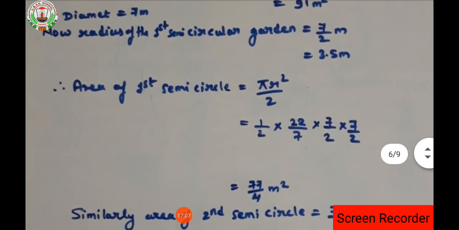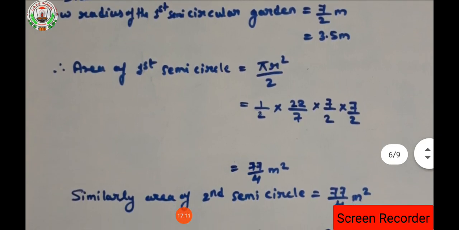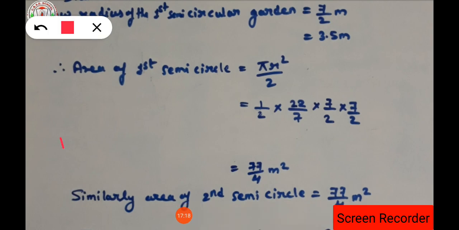Clear? Now, as the diameter is given as 7 meter, with the help of that diameter we can easily find the radius, isn't it? Diameter is equal to 2r. Diameter is 7. When we have to find the radius, it will be divided by 2. So what is the radius we are having? That is 3.5. 7 by 2 will be divided, then we will get 3.5.